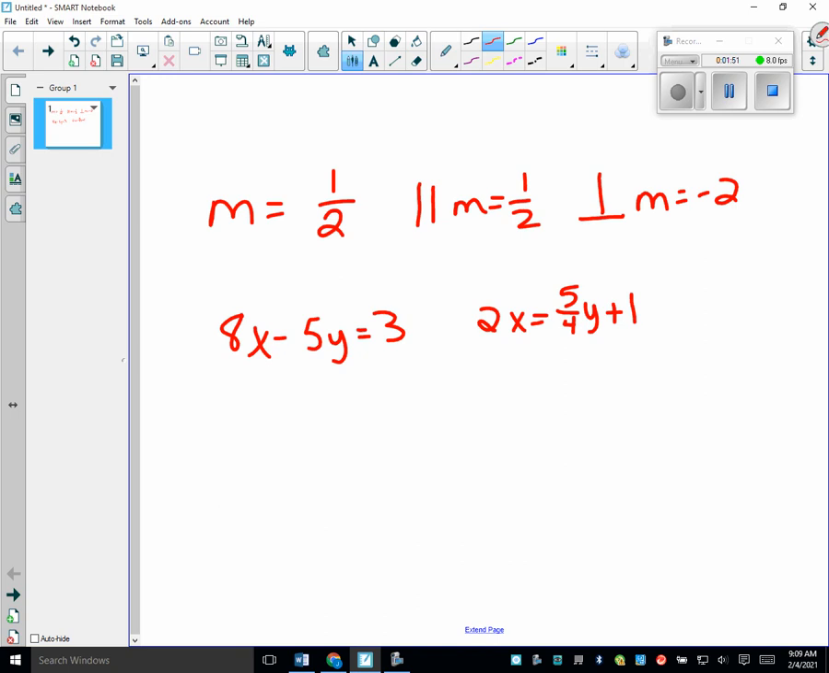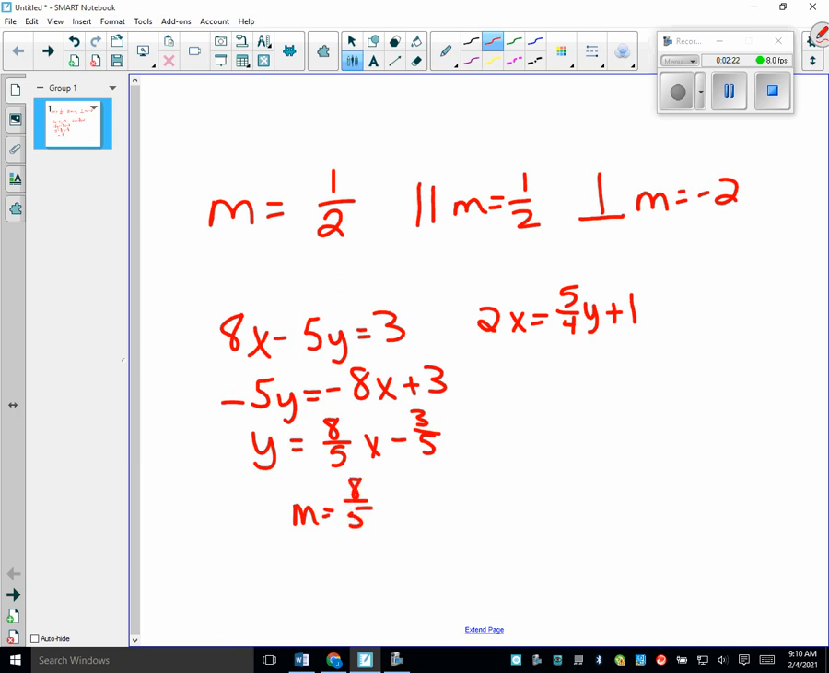Can I solve both of them for y? This one first. Is -5y equal to -8x plus 3? Right? What do I divide by? 5. So y equals 8/5 x minus 3/5. What is the slope?